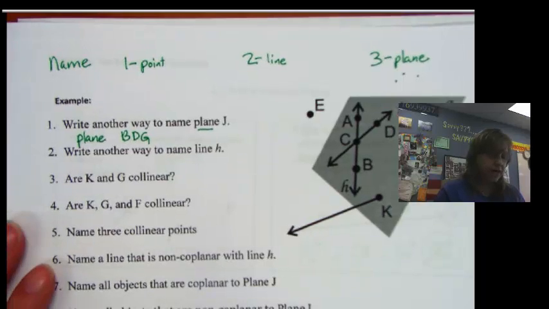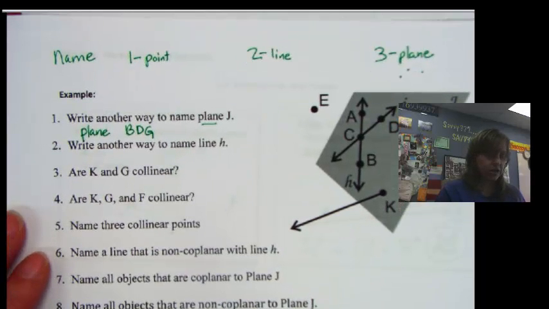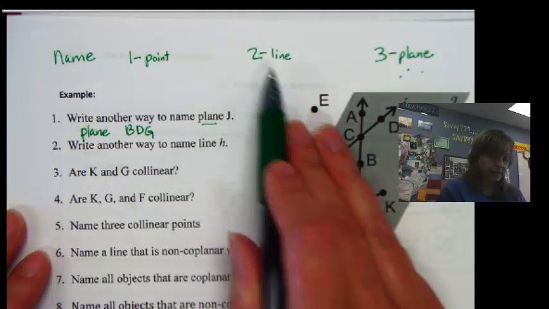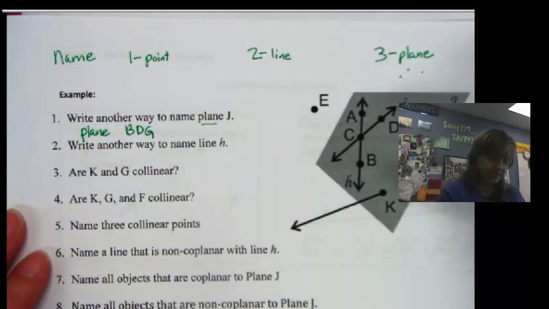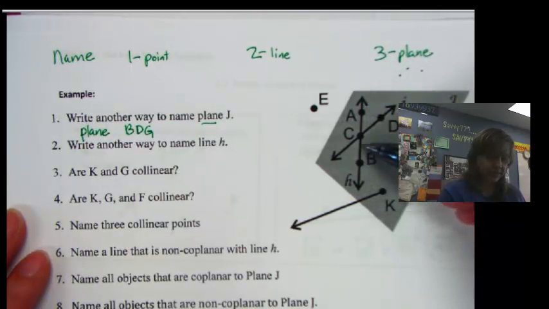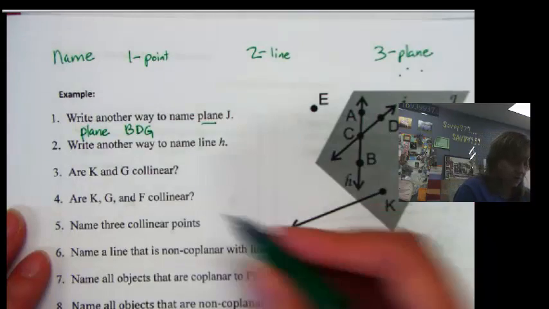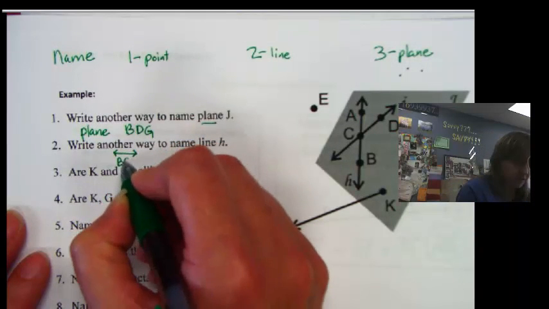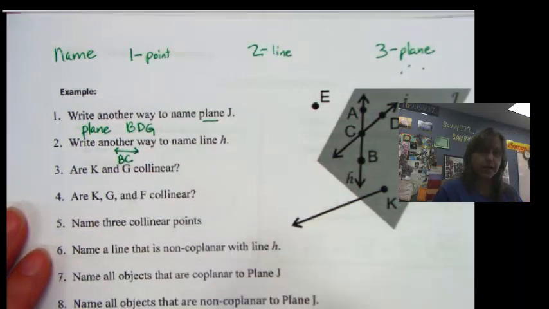Okay, let's go to number 2. Another way to name line H. Line H, 2 points names a line. So on line H, that's this line here, I just need to name 2 points that are on that line, which would be, let's take B and C. Remember, this one has a symbol, so I'm going to put BC underneath that double arrow, line BC.